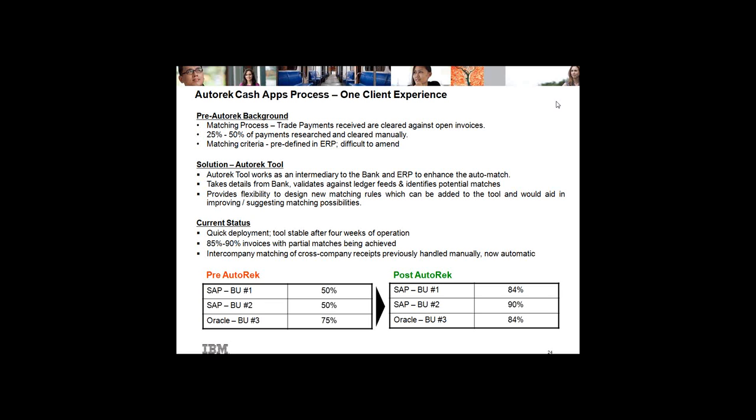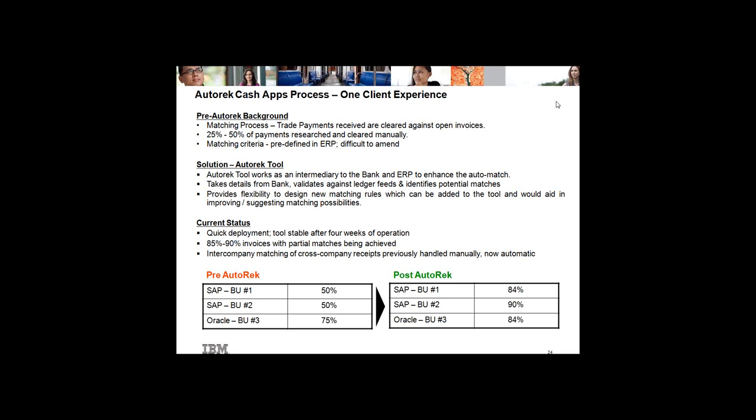The matching criteria were predefined in the ERP, which is okay, but it tends to be unidimensional. And if you want to amend something, it's typically not easily done, even if it's technically simple. It's a process of raising tickets with IT and trying to get attention and get priority. So it just tends to be very difficult to amend things when you want to amend them.